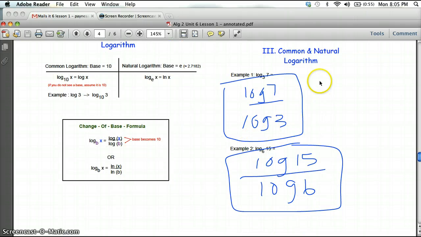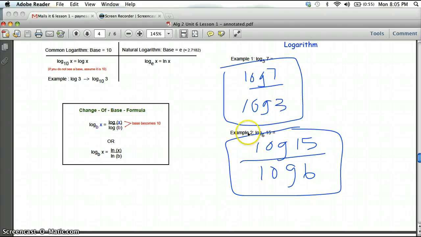Now when we come down to common and natural logarithms, what we're doing is when we have log base 3 of 7, we actually just want to make the bases the same. So all you're going to do here is if you ever see log base 3 of 7, you're actually just going to divide. So it's going to say log 7 divided by log 3. Your exponent always goes on top. So here, log base 6 of 15, it's just log 15 divided by log 6.